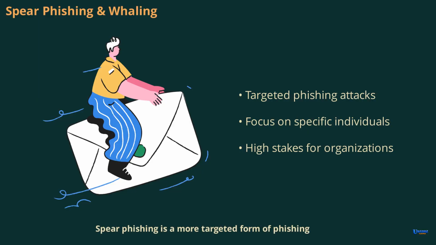Spear phishing is a more targeted form of phishing, where attackers customize their messages for specific individuals or organizations. They use information about their targets to make the attack more convincing. Whaling is a subtype that targets high-profile individuals, like CEOs or executives, who have access to sensitive data. These attacks are often well-researched and can have devastating consequences if successful.